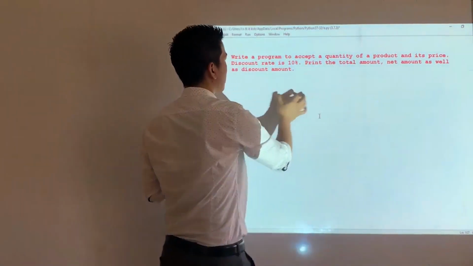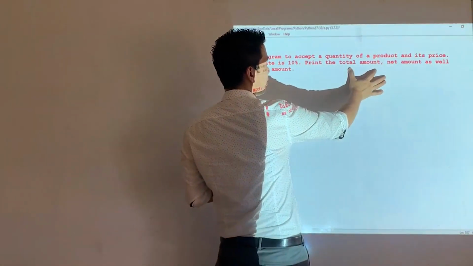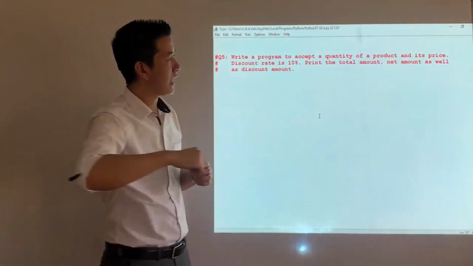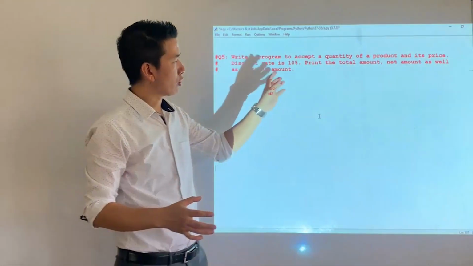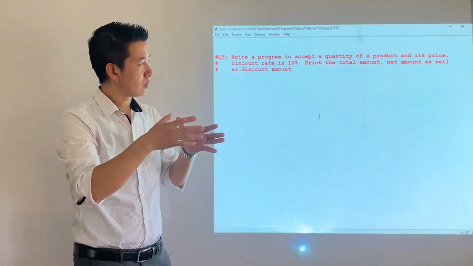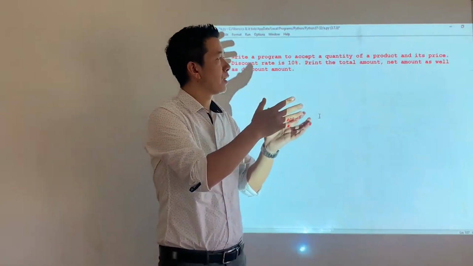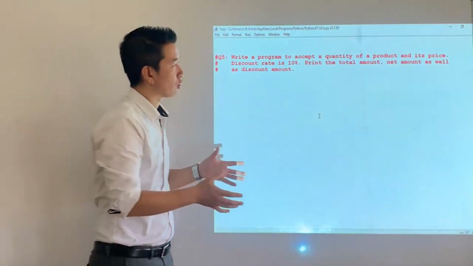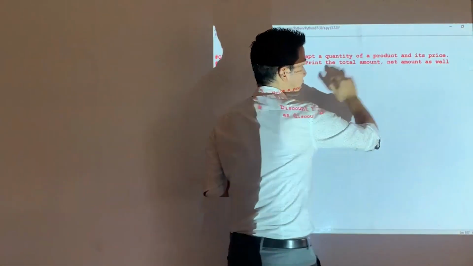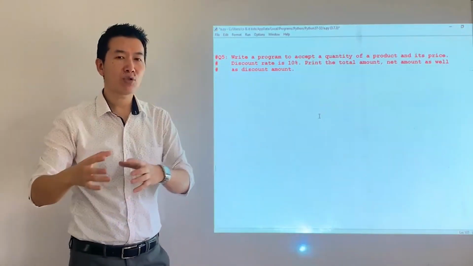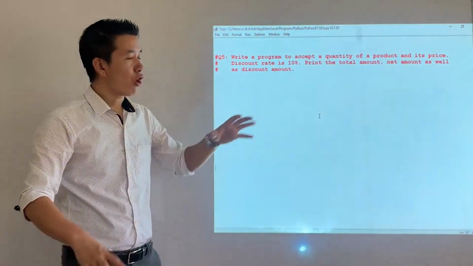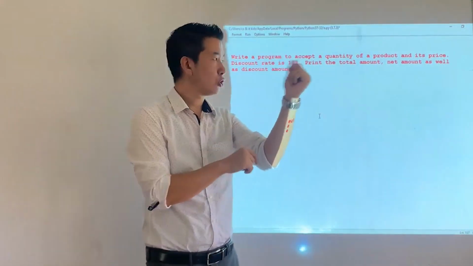The net amount is the total amount minus the discount amount. So the total amount will be 200, the discount amount will be 20, and the net amount will be 180, given the quantity of 10 and the price of 20. The net amount is the amount calculated after deducting the discount amount from the total amount. This is a very common picture in your bill after you do the shopping.